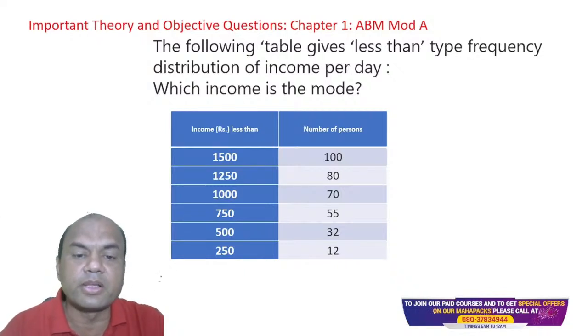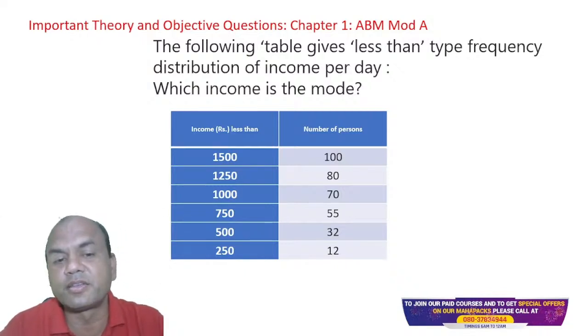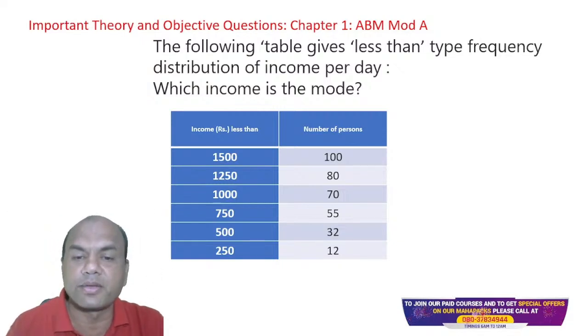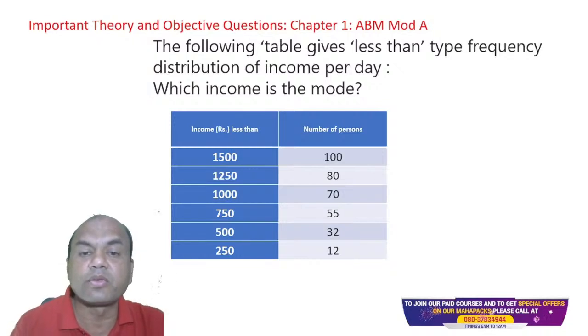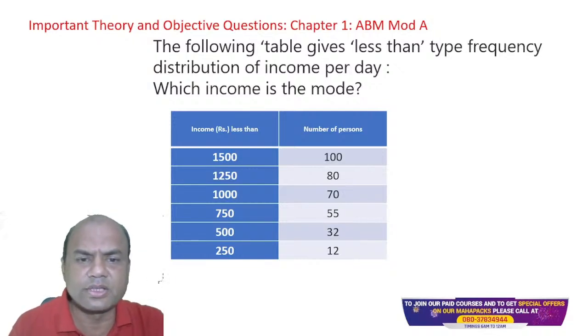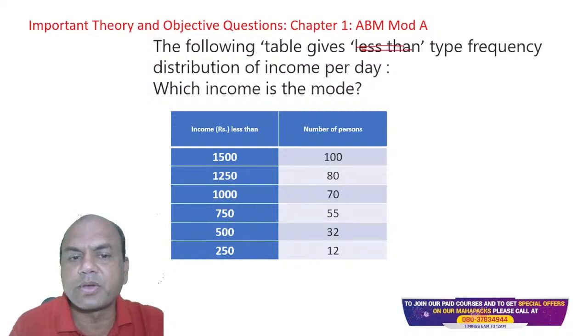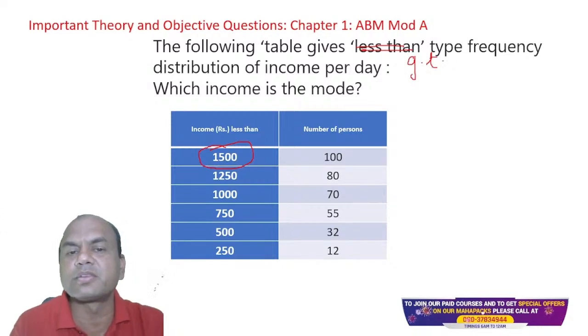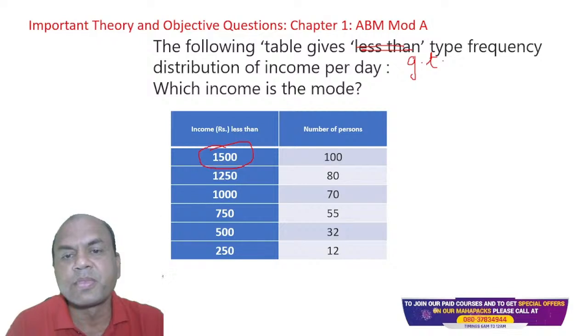The following table gives less than type frequency distribution of the income per day. Okay. Now what have you to do? Is this less than? I think so. Less than type. It should be greater than type. It should be greater than because it is starting from the highest, 1500, and it is going to the lowest. So greater than type, GT I'll write it. The following table gives the GT type frequency of the income per day.